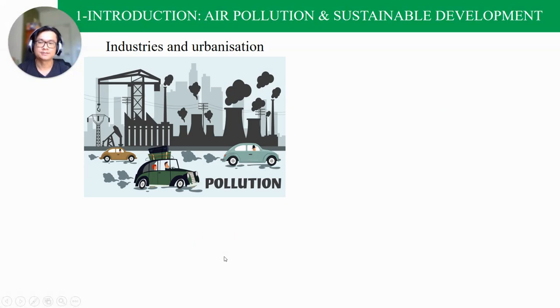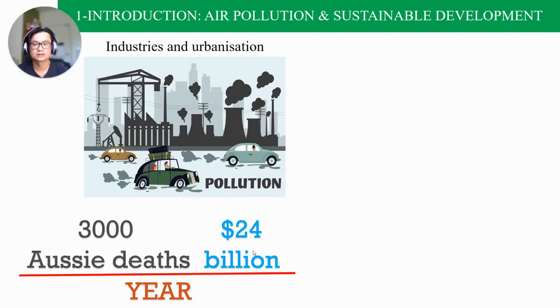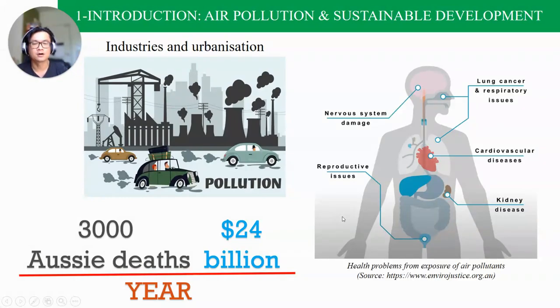Air pollutant is a main problem caused by industries and urbanization, especially in big cities like Hanoi, Ho Chi Minh City, and here in Sydney, where we are also suffering huge problems from air pollutants. It is estimated that nearly 2,000 Australians die per year, and the government spends nearly $24 billion to support healthcare for patients suffering from air pollutant sicknesses.